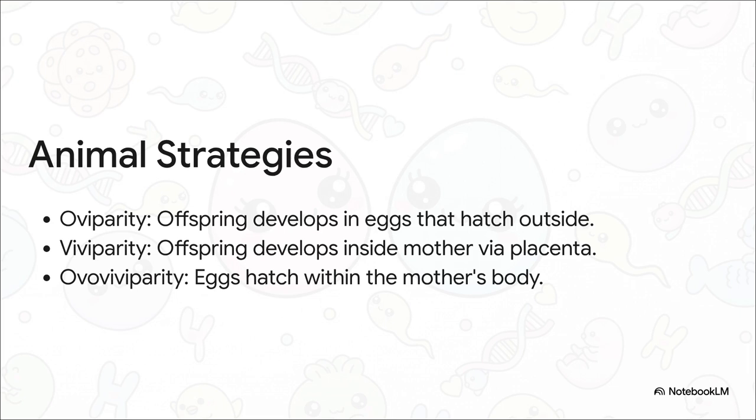We've got oviparity, where offspring develop in eggs that hatch completely outside the mother's body. Then viviparity, which we humans use, where the offspring develops inside the mother and gets nourishment through a placenta. And finally, there's an amazing hybrid called ovoviviparity, where the offspring develop in eggs relying entirely on a yolk sac, but those eggs actually hatch inside the mother's body right before birth.